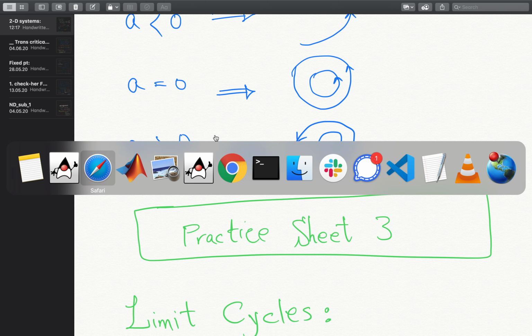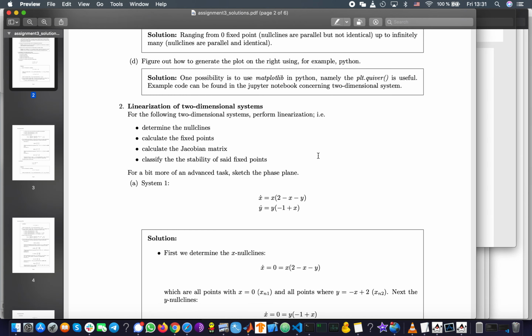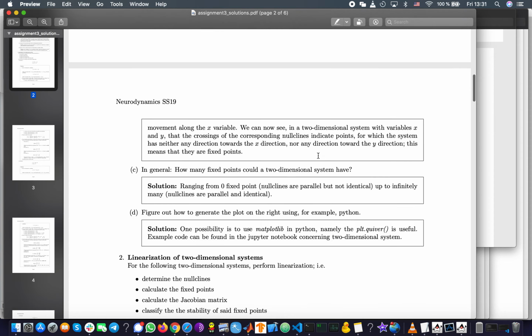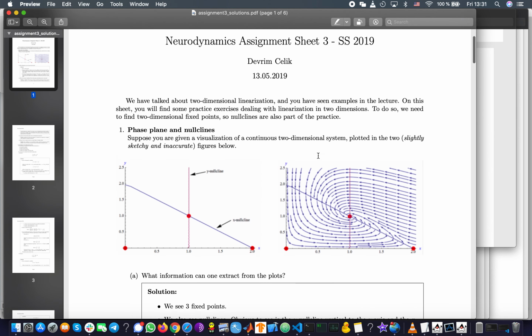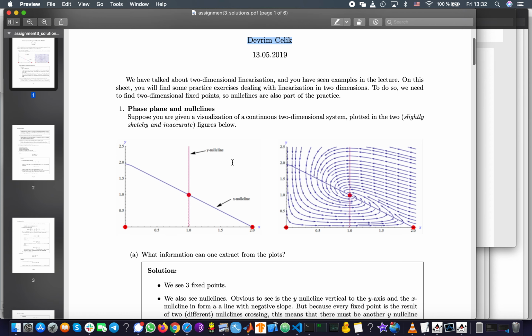So let's take a look at practice sheets. In practice sheets, now it is very easy for you. So in practice sheet number 3, I am very thankful to Devrim Klik for all of his efforts.